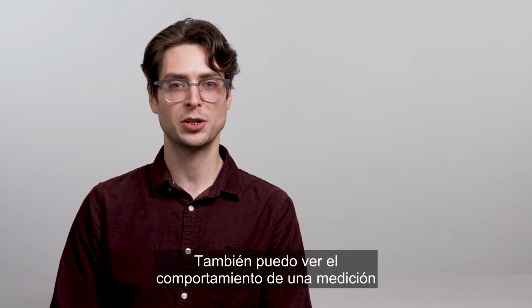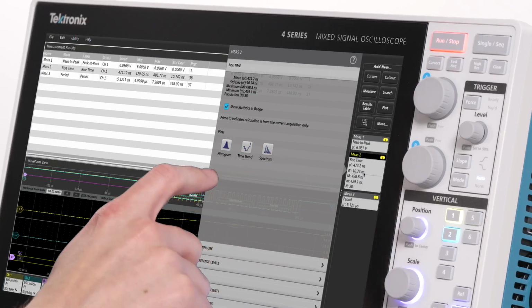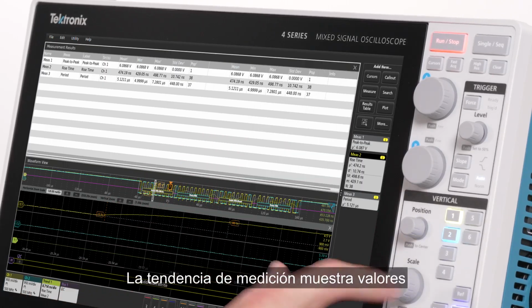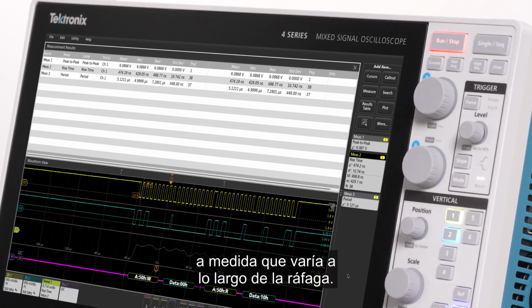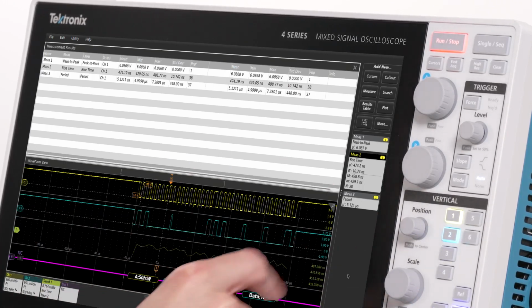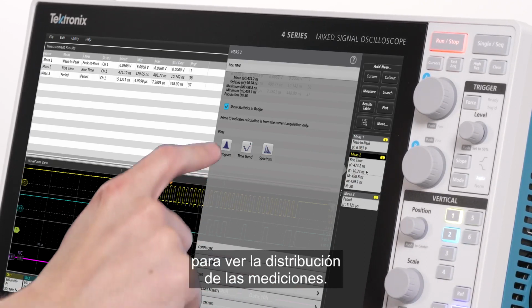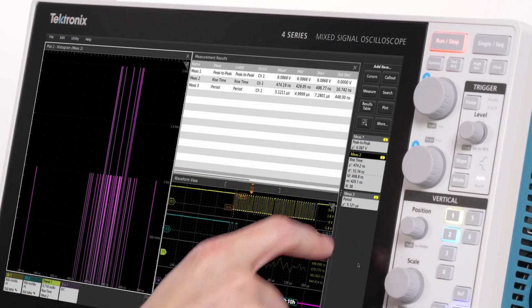I can also look at a measurement's behavior as a plot. The measurement trend shows values for the rise time measurement as it varies throughout the burst. And you can also look at a histogram to see the distribution of the measurements.